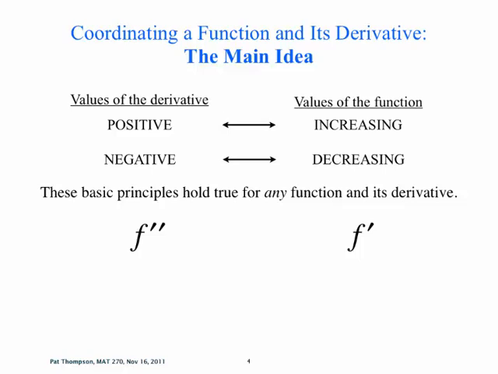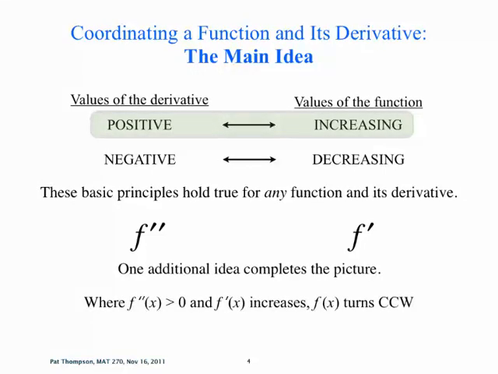So this is it. Okay? This is really, like I said, 80% of it. There's just one more idea that we add to it, and we've got the whole picture. So one more additional idea completes the picture. That is, in this first case, where the second derivative is positive and f prime increases, then what about f? So if f prime is always increasing, then our function turns counterclockwise. Our function turns counterclockwise. So we have concave up.